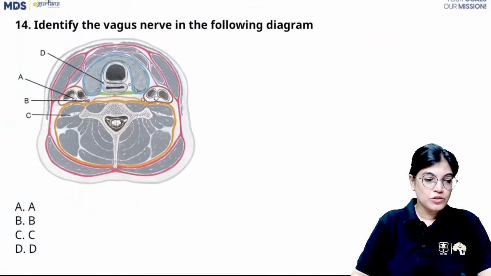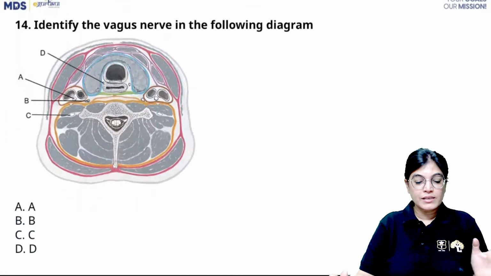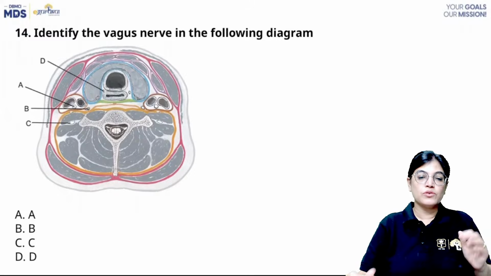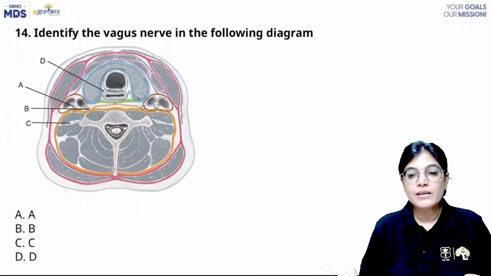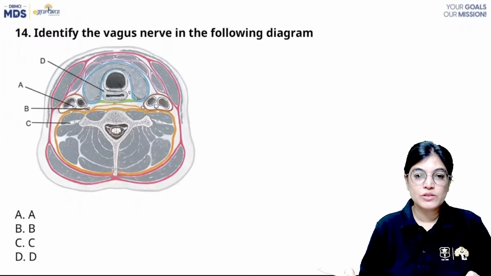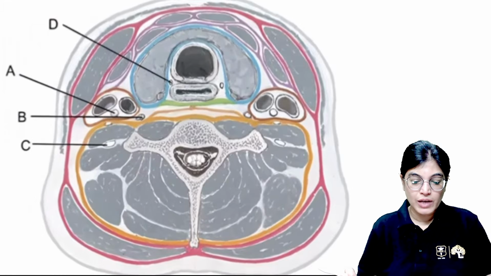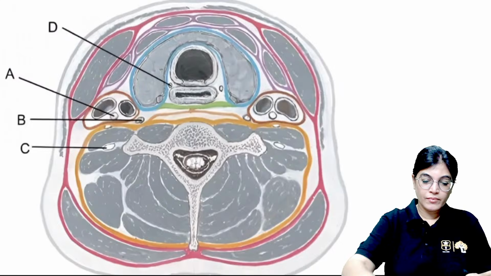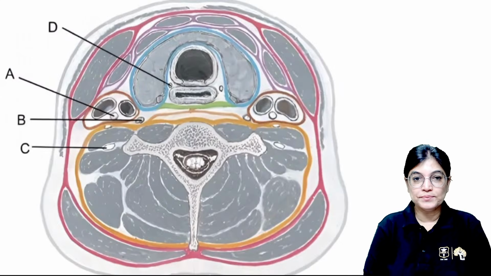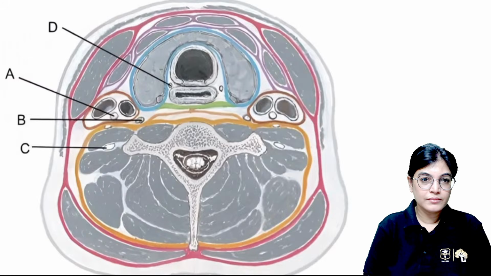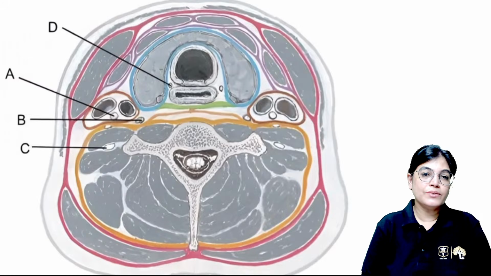Now, coming to question number 40. Identify vagus nerve in the transverse section of the neck. The image you are seeing is the transverse section of the neck showing the layers of deep cervical fascia. I just want to enlarge this, so by enlarging this you can get A, B, C, D. Now you identify what is A, what is B, what is C, and D.